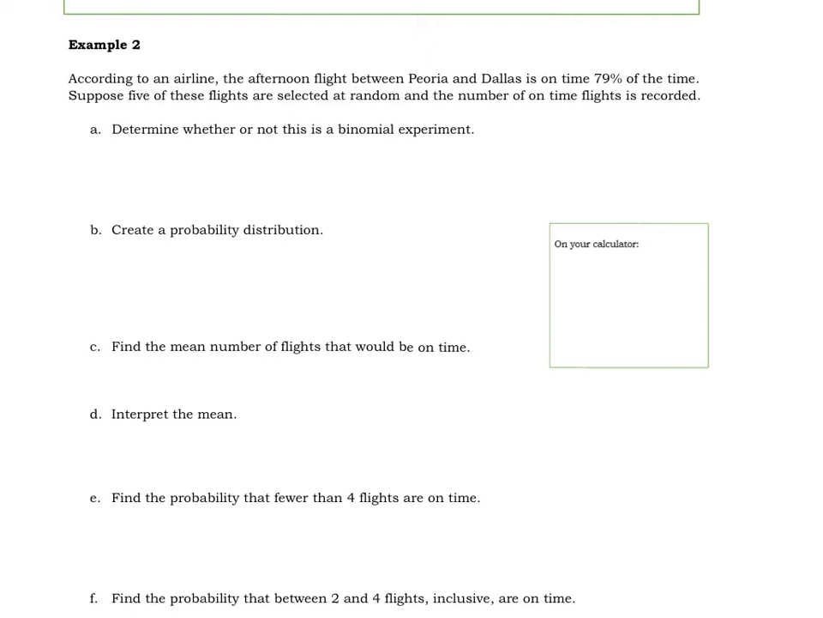Okay, do we have repeated independent trials? Well, yes, these are repeated and they are independent because these are 5 flights that have already happened in the past. And what happens on one flight on one day has nothing to do with what happens in another flight on another day. Okay, so yes, this is a binomial experiment.